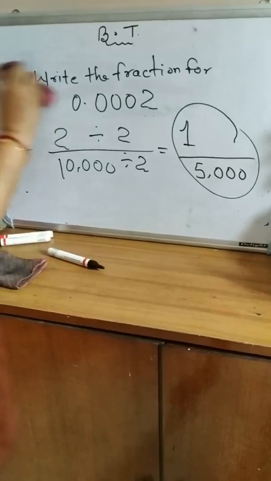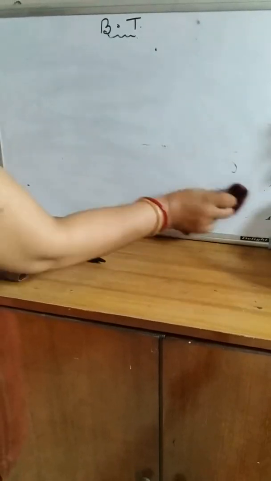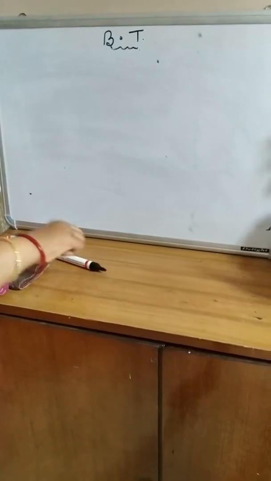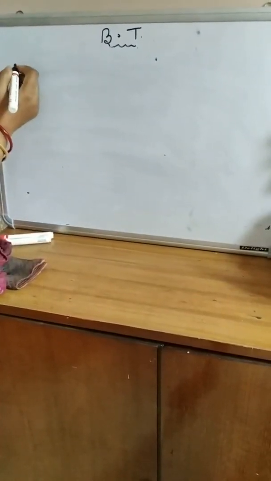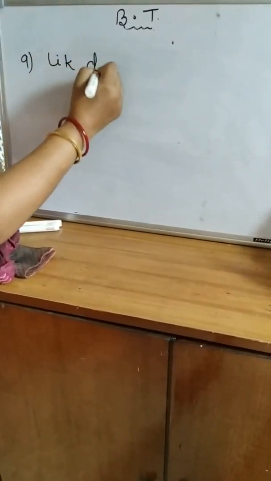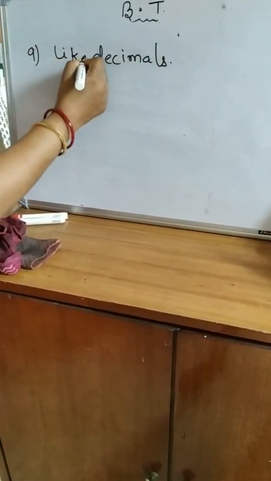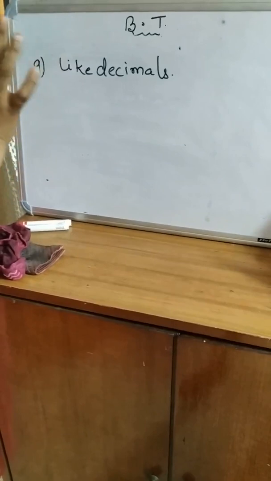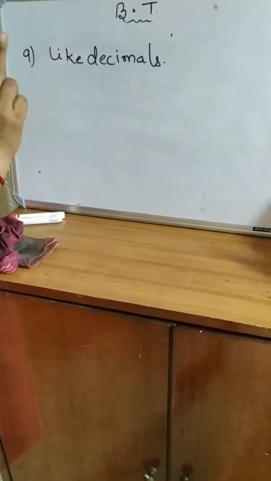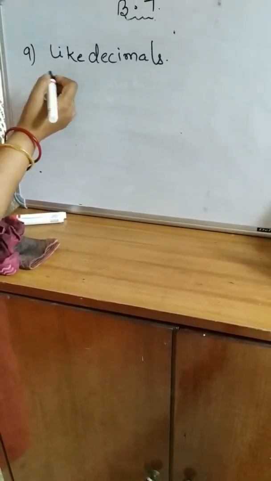Now come to question number 9. In question number 9, you have to change the unlike decimals into like decimals. Like decimals are those decimals which have the same places. And unlike decimals are those decimals which do not have the same number of places in the decimal part.